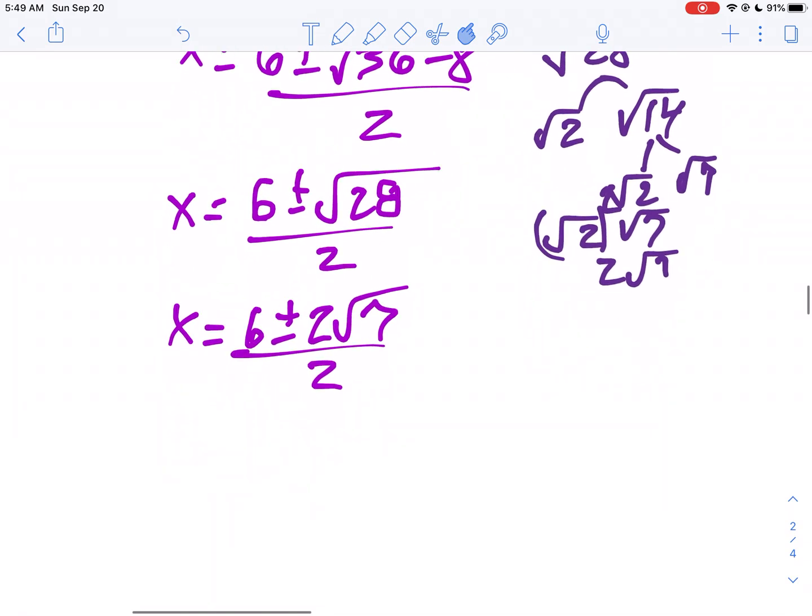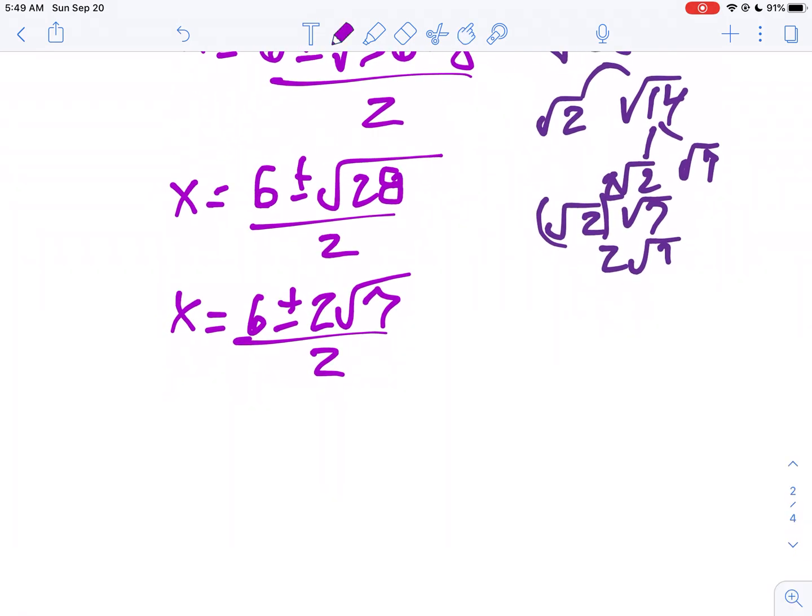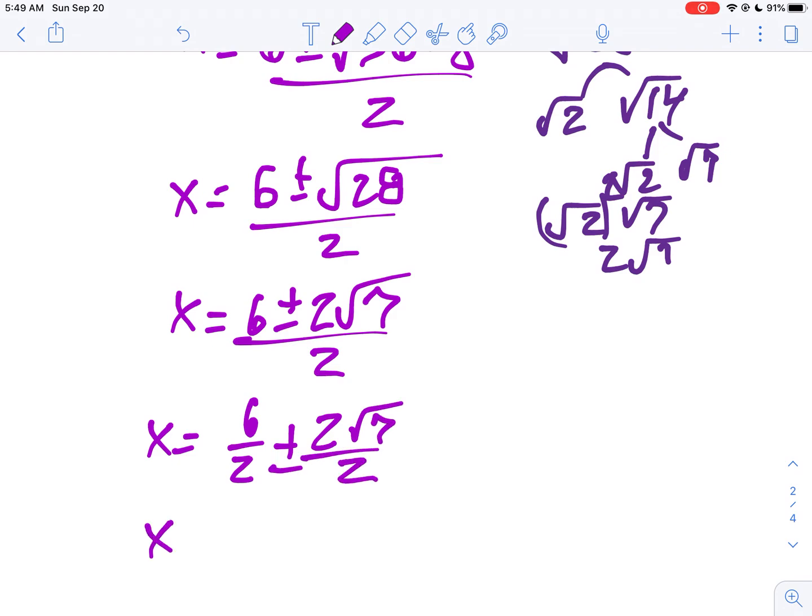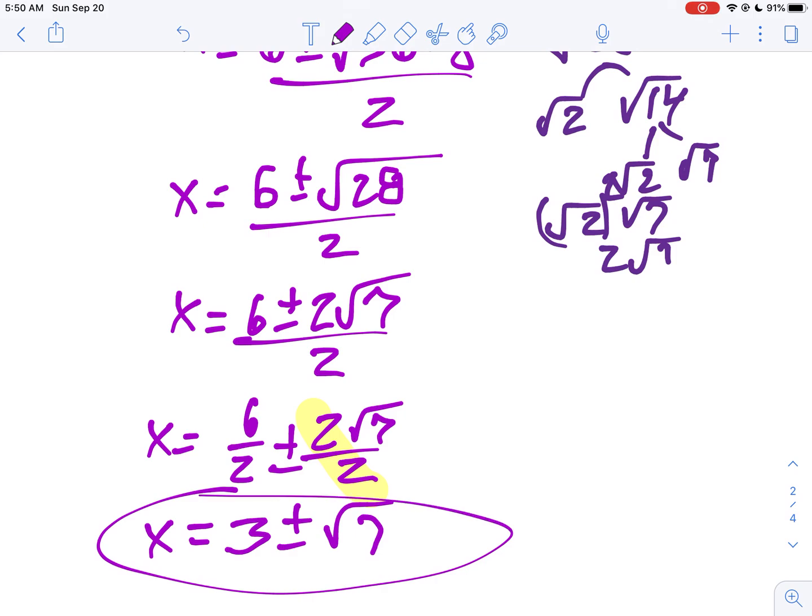Well, notice 2 goes into both of them. I'm going to split those up. I'm going to say x equals, I'm going to write with a common denominator, 6 over 2 plus or minus 2 radical 7 over 2. So 6 over 2 is 3. Notice the 2's reduce, and you get plus or minus the square root of 7, and there's your answer. So x equals 3 plus or minus the square root of 7.